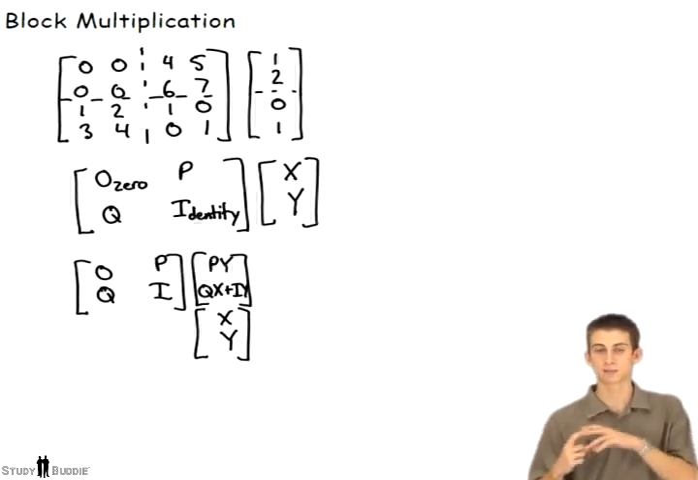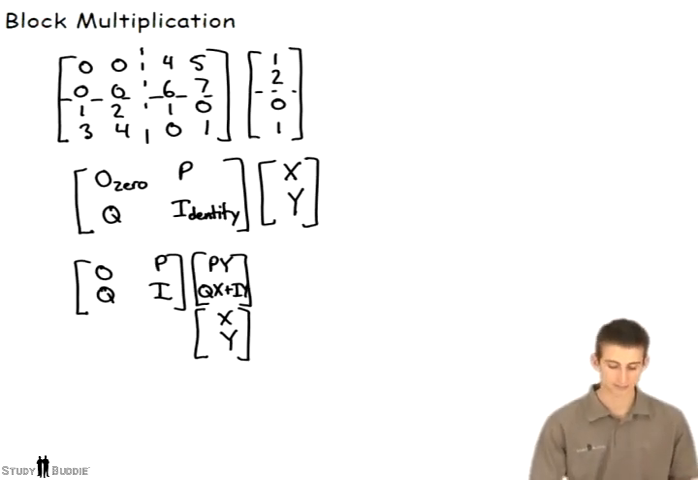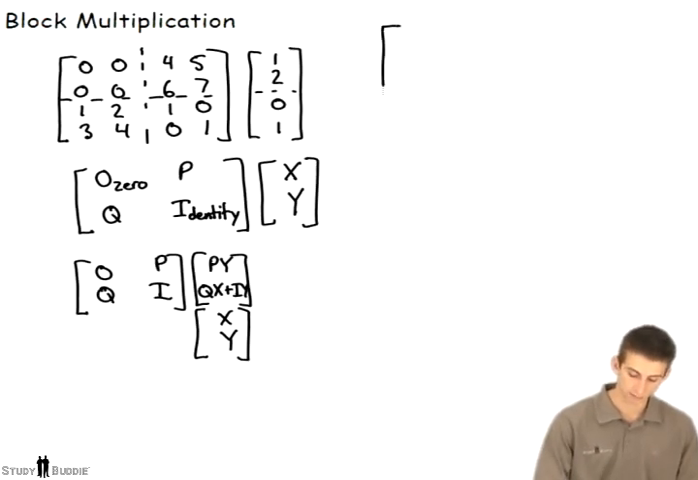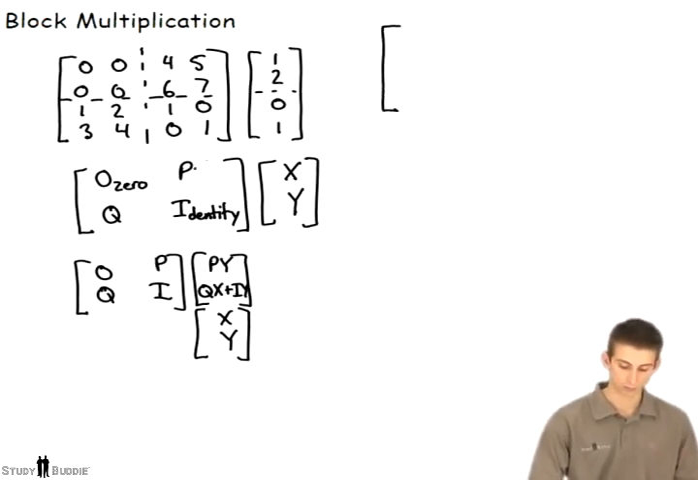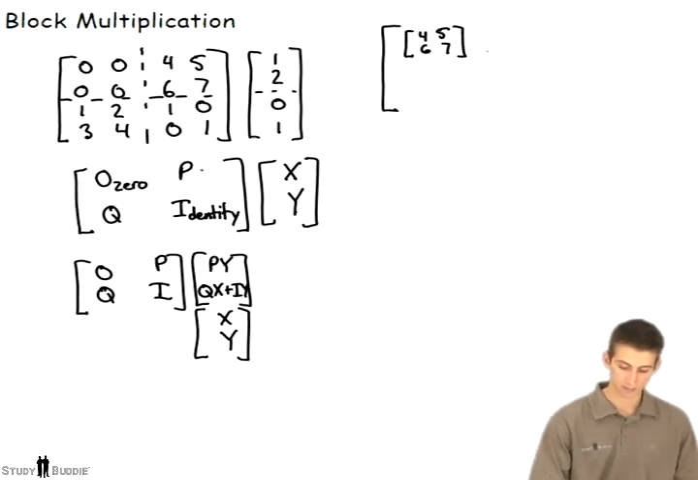Sometimes you will need a different size identity matrix, whether you're before or after, depending on if the rows or columns are different, but it works just the same. So now we have this new matrix, PY, and then QX plus IY. We can write that out, where for PY, P is 4, 5, 6, 7, and Y is 0, 1. And at the bottom we've got QX, so we've got 1, 2, 3, 4.